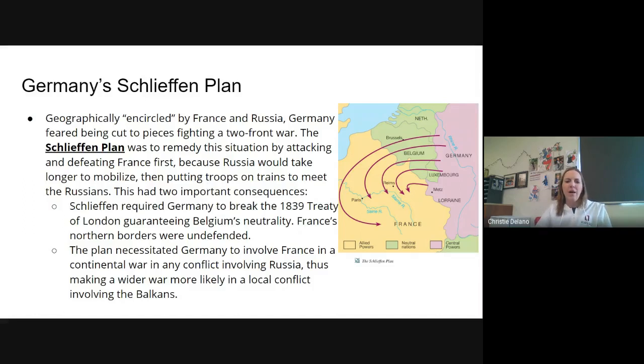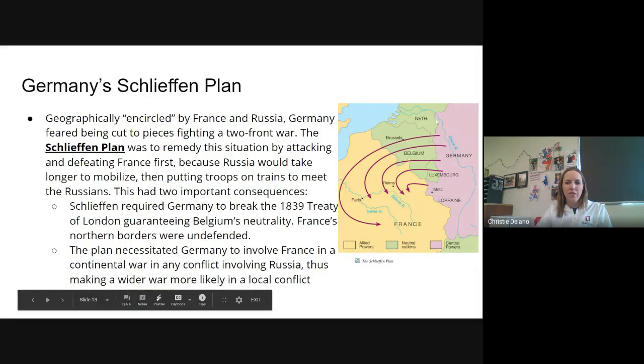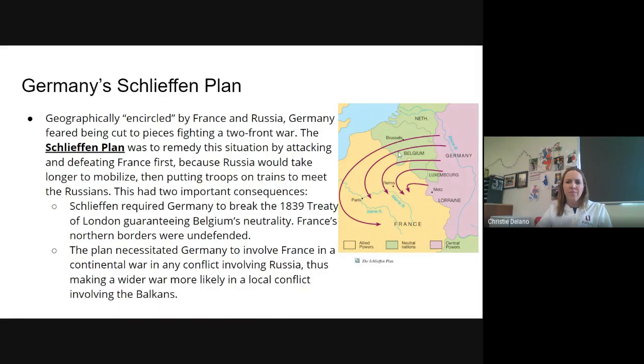In order for this to happen, this required Germany to invade France via Belgium. And if you look at the map here, Belgium is this green country. Green in this map means neutral. Belgium does not have a big standing army. They have no desire to be involved in a war. They are a neutral country.